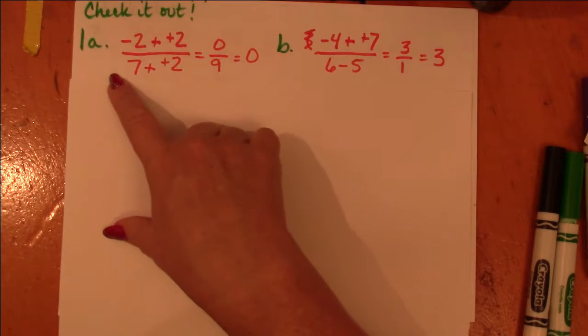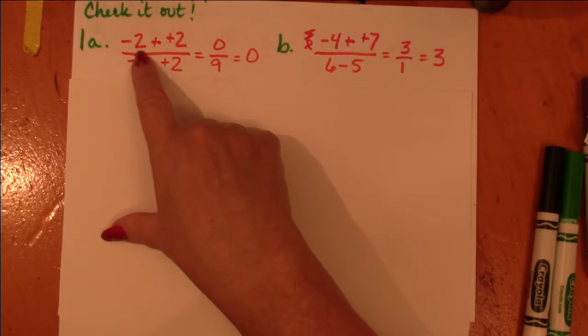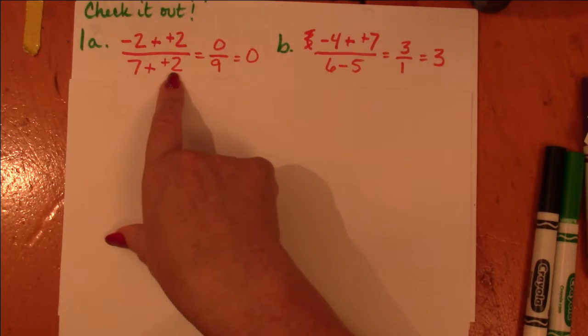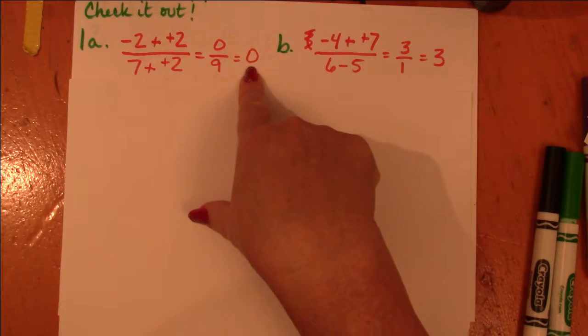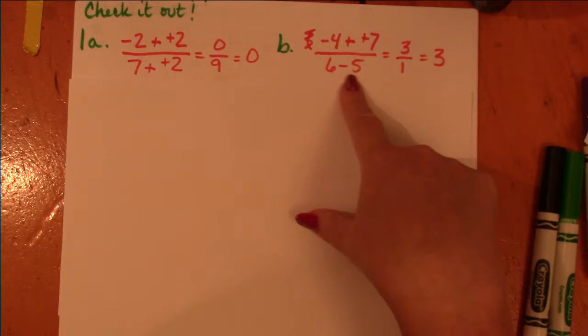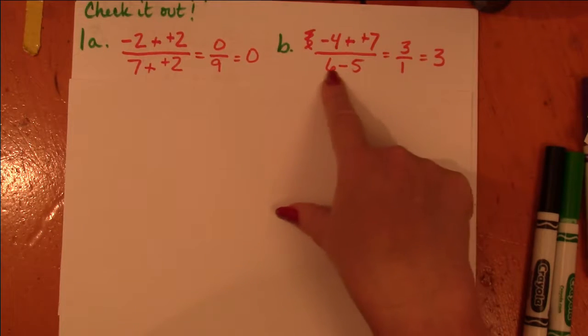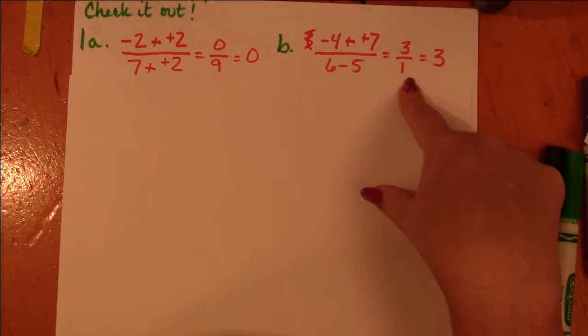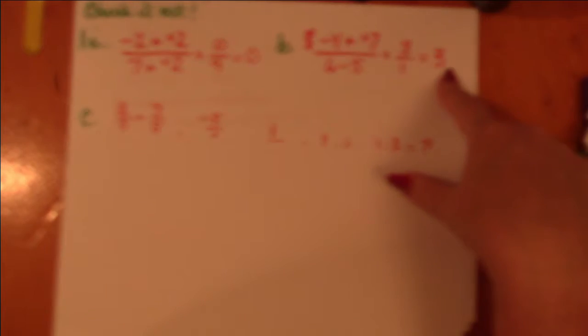So check it out number 1a, you're going to plug in change in y over change in x, and you're going to get 0 over 9, which is going to give you 0, a slope of 0. B, change in y over change in x is going to give you 3 and 1, which is a slope of 3.